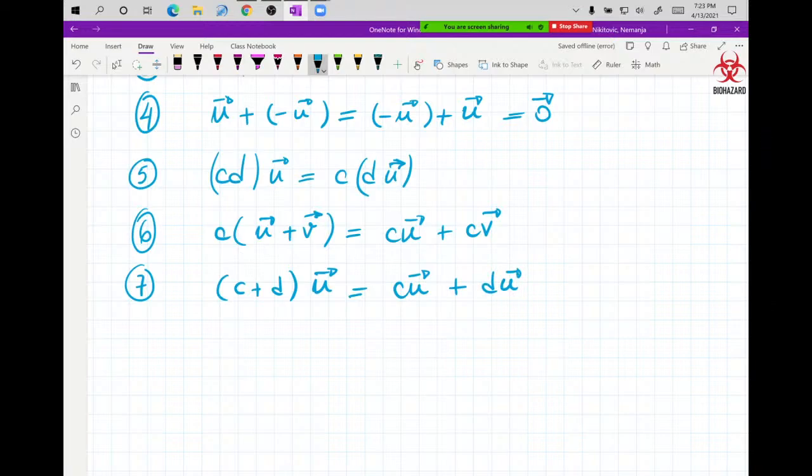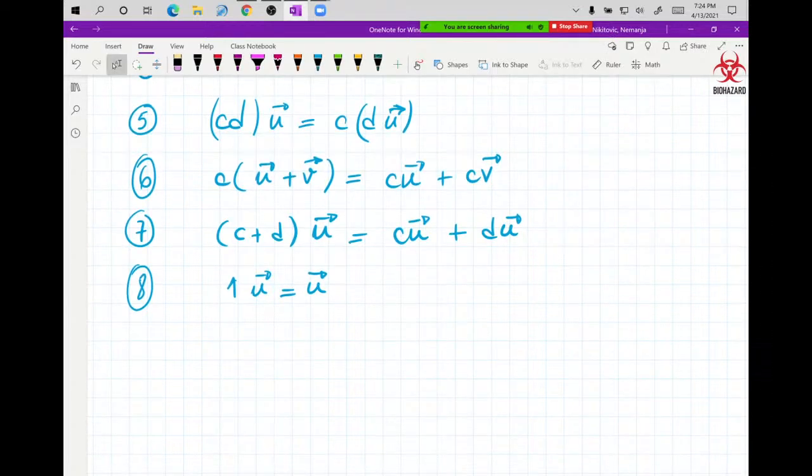Cu plus du. I hope you're sitting down. If you multiply vector u by u, you get u. If you multiply vector u by 1, you get u back. And if you multiply it by 0, you get a 0 vector. Yeah, 0 times 10 is 0. Awesome.